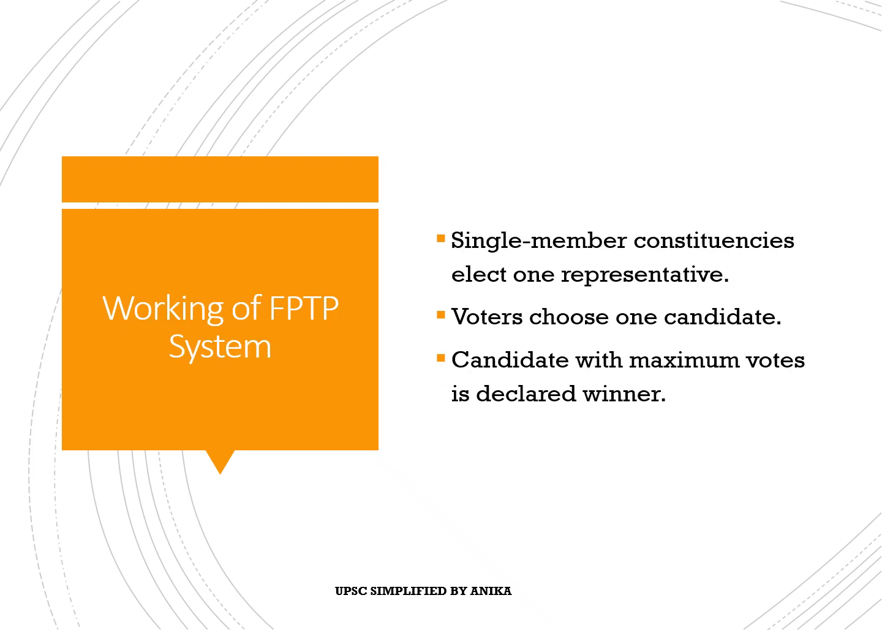Now, working of FPTP system. So dear students, there are two ways in this. First, single member constituencies, and second, candidates with the highest votes win. So let's see the first one, that is single member constituencies. In this system, each constituency elects only one representative. Voters choose one candidate from the list of contesting candidates. Now the next one, candidates with the highest votes win. This means the candidate who gets the maximum number of votes is declared the winner, even if they do not receive more than 50% of the total votes.